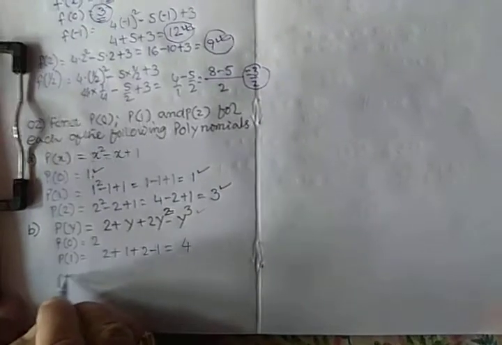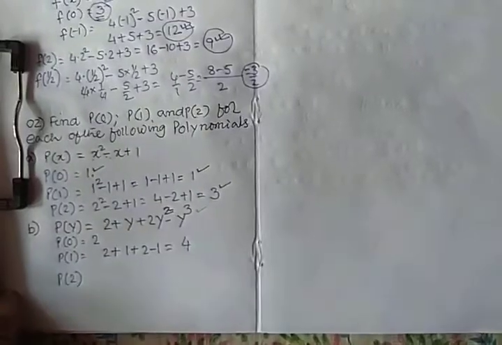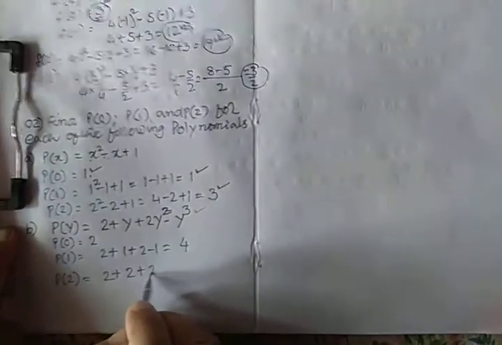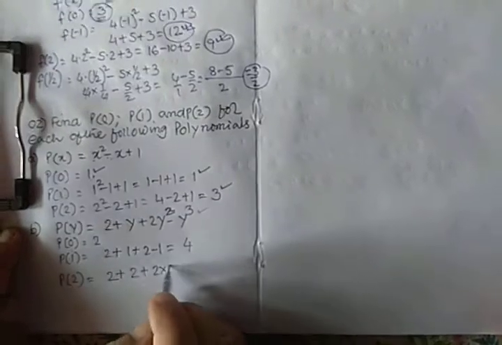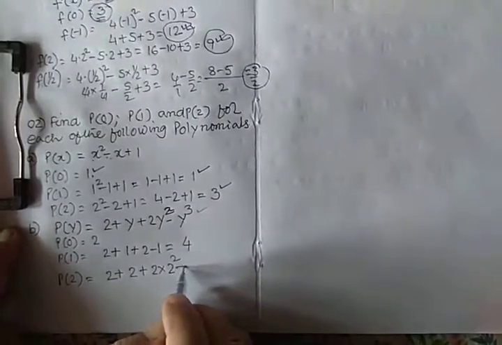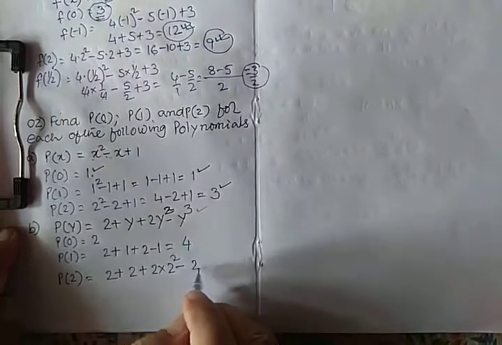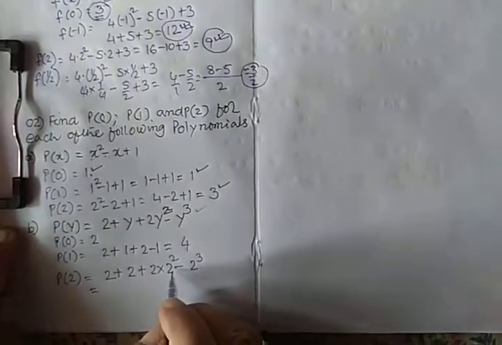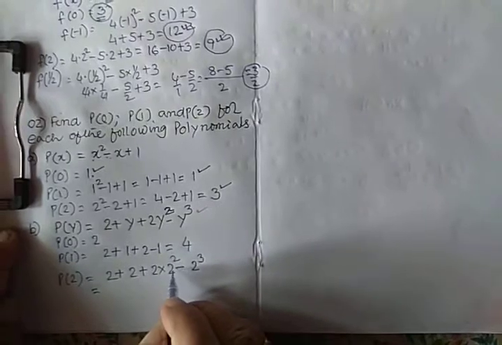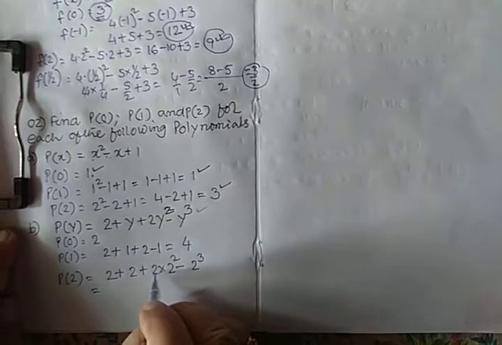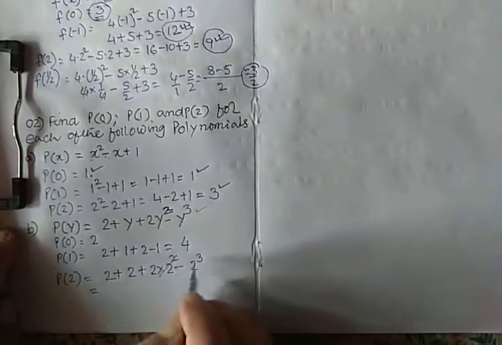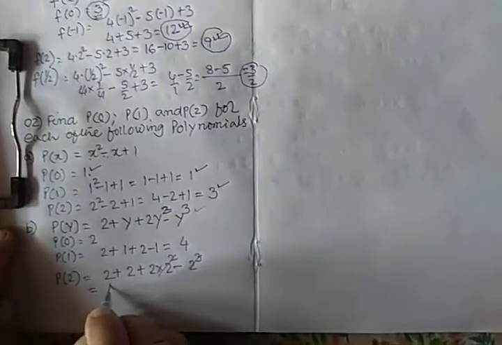What is the value of the polynomial at 2? 2 plus y means 2, plus 2 into y square means 2 square, minus y cube means 2 cube. Clear? 2 square means 4. 4 into 2, 8. 2 cube means 8. This and this cancels and your answer will be 4.